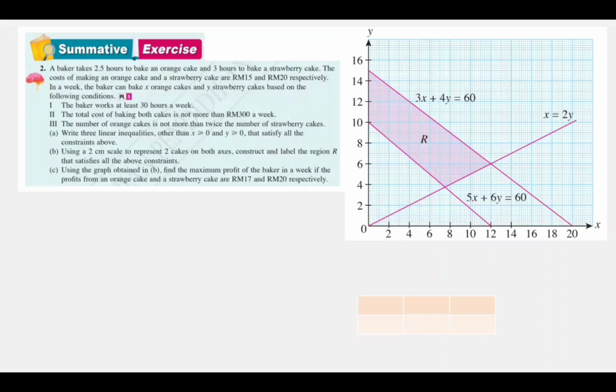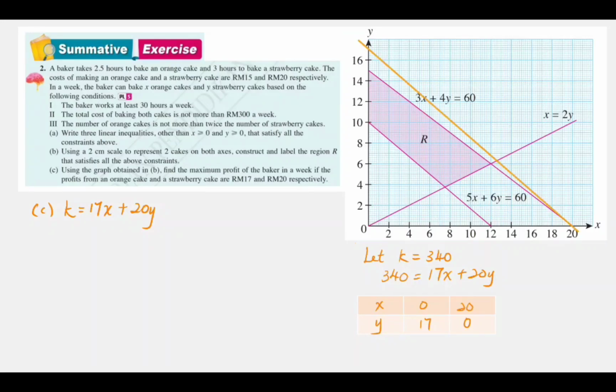C. Using the graph obtained in B, find the maximum profit of the baker in a week if the profits from an orange cake and a strawberry cake are 17 ringgit and 20 ringgit respectively. First, we need to build our objective function. k = 17x + 20y, and we get a value of k. Let k be 340. So 340 = 17x + 20y. Get the y-intercept and x-intercept and plot out the straight line. We get this long straight line.